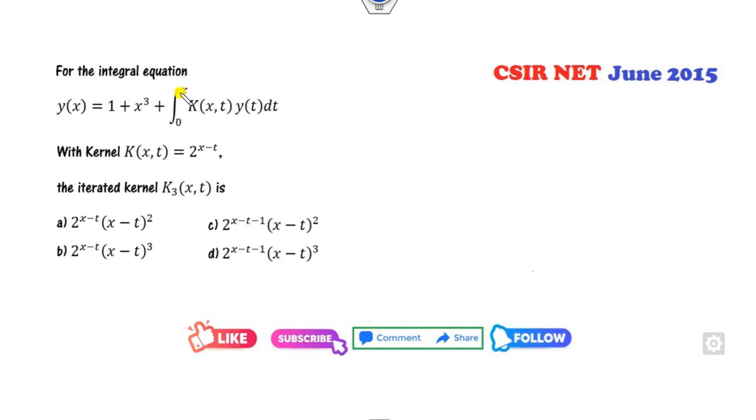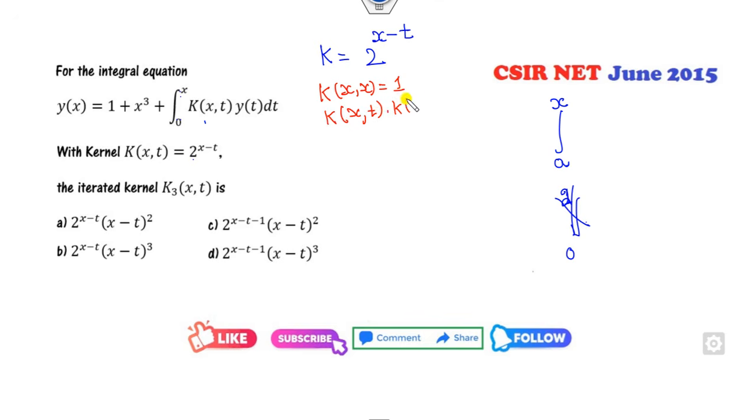Again, the integration is from 0 to x. Make sure this rule is applicable only from 0 to x or a to x, not from 0 to 1 or 0 to 2 and so on. What is the kernel? 2 raised to power x minus t. So x is positive. Now you can see, is it satisfying all these properties? Yes, clearly K of x comma x is 1, and K of x comma t and K of t comma x is also 1.